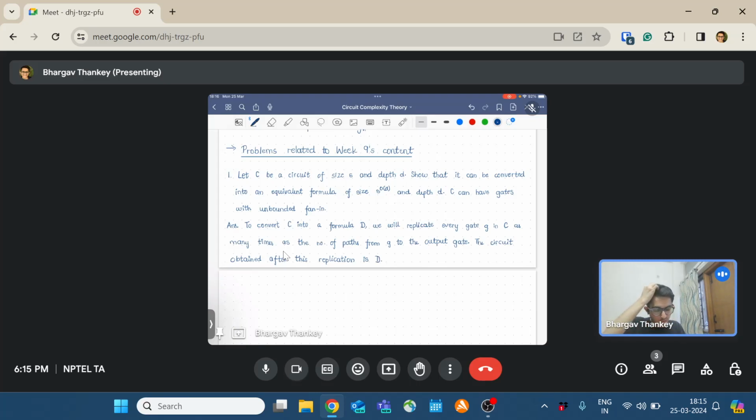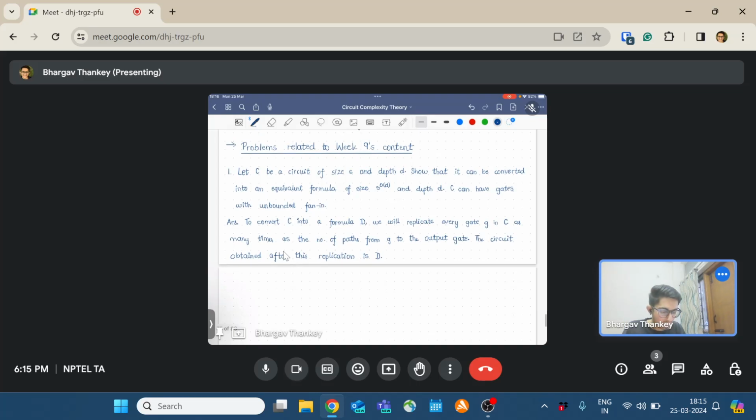Okay, so let's see what we are doing to obtain D. What we are doing is we are taking every gate in C, replicating it as many times as there are paths from that gate to the output gate.